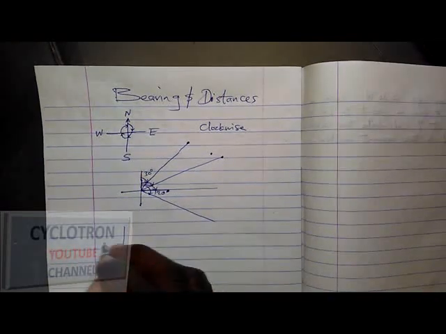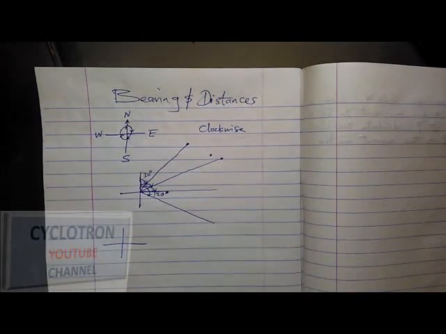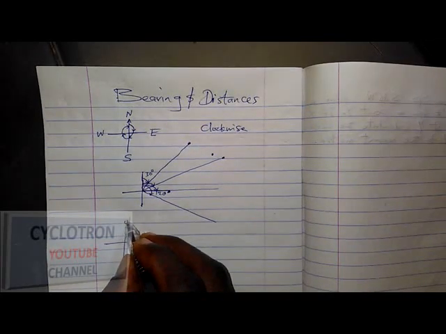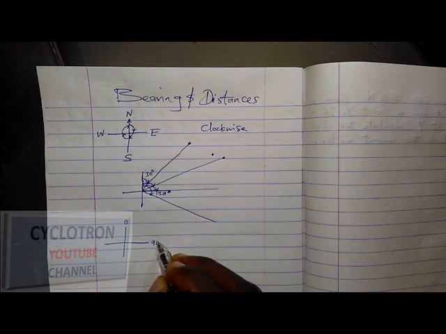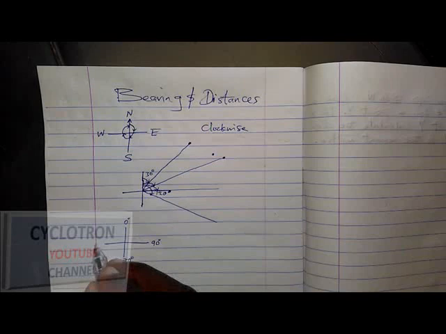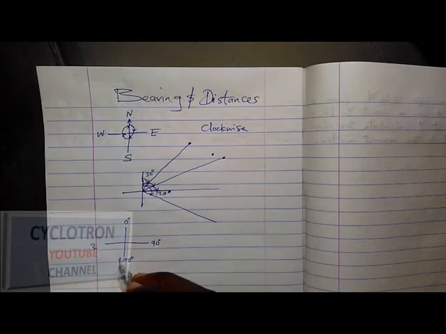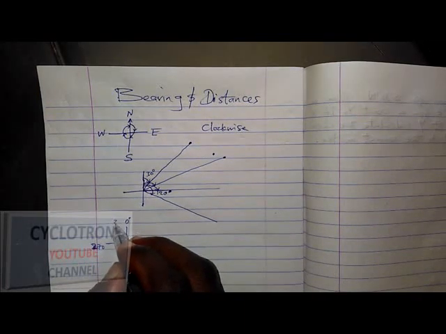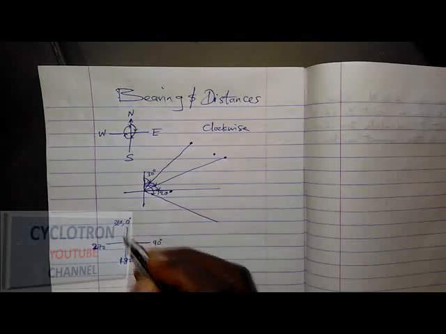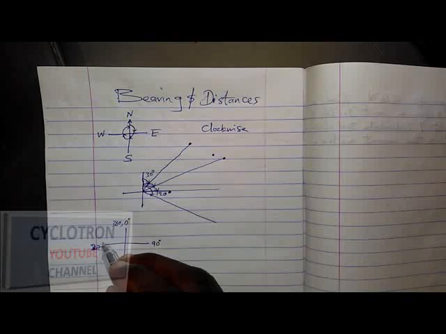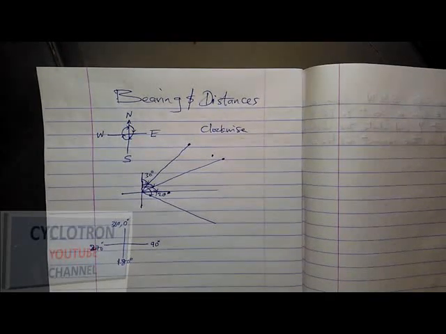So, like we learned in the angles between 0 and 360, this one is 0, this one is 90 degrees, this one is 180, I'm sorry. This is 270 degrees, and this is 360 degrees and 0 degrees. It is clockwise. It comes this way. Alright, that's bearing.